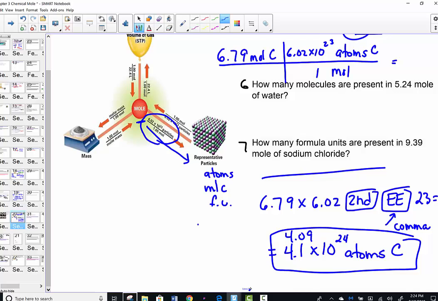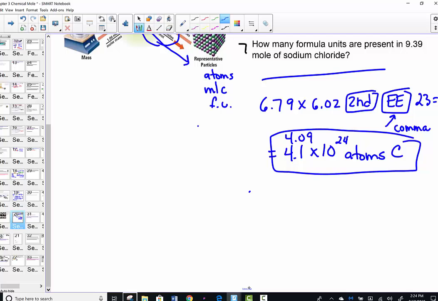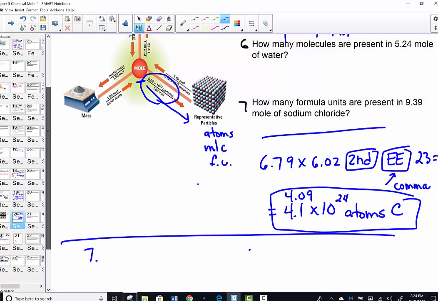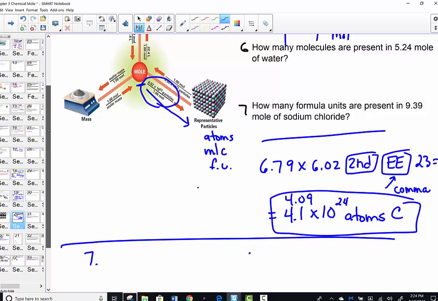Alrighty. So let's try one more, and I'm going to say on one to turn in today. Let's try this, and then we'll try a two-stepper. Let's try number 7, on the turn-in paper, please. How many formula units are present in 9.39 moles of sodium chloride? In 9.39 moles of sodium chloride.